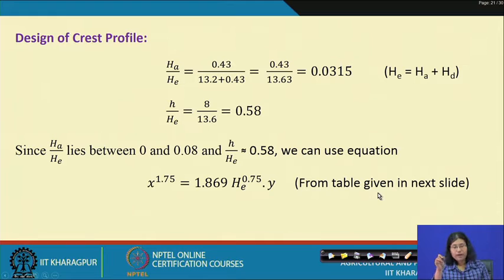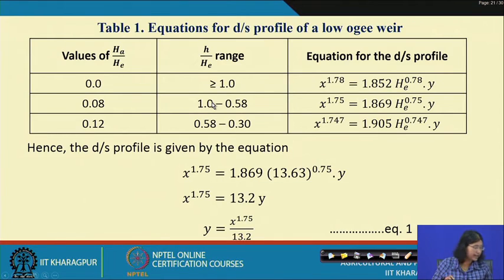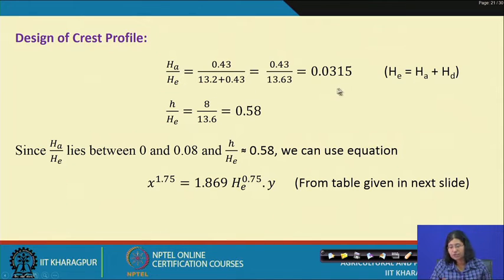Now, design of the crest profile. So, the design of the crest profile is a ratio between HA by HE. We have HA as the velocity of approach, and HE is again a combination of HA plus HD, which comes out to be 0.03515, and now we calculate H by HE, which comes out to be 0.58. Since HA by HE lies between 0 to 0.08, and the value is 0.0315, which is between this, and H by HE is 0.58, we can directly use this equation. These equations are given in the next slide.